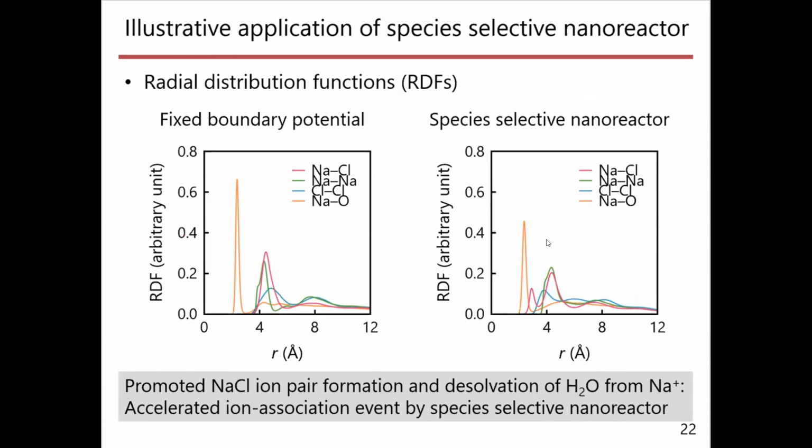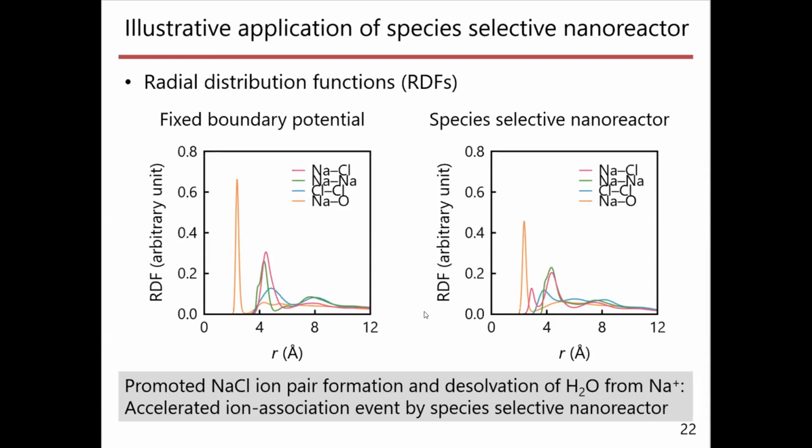And this figure shows the time course changes of the gyration radius, indicating the compactness of the systems. From this graph, we can clearly confirm that in the species-selective nanoreactors, large compactness was obtained for the sodium chloride, while the size of the water droplet was retained during the nanoreactor dynamics simulations.